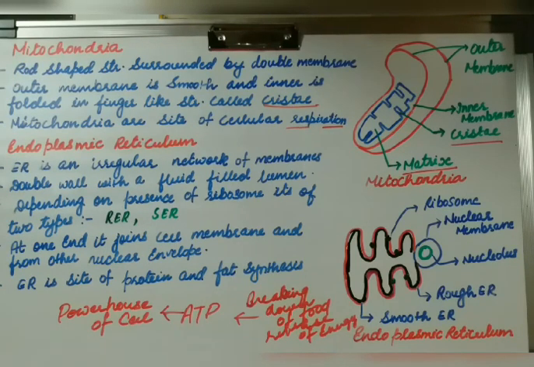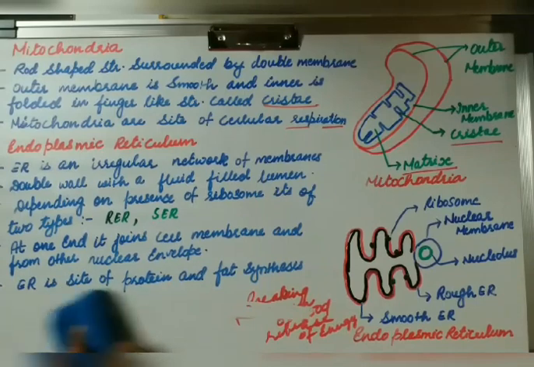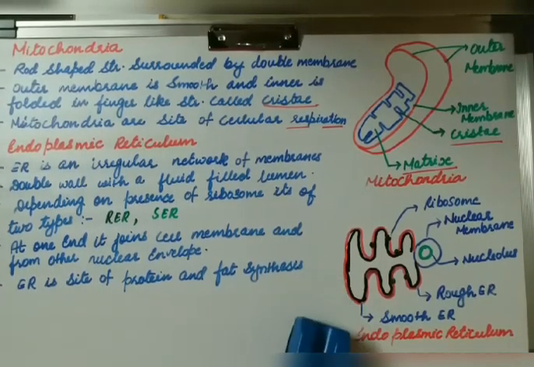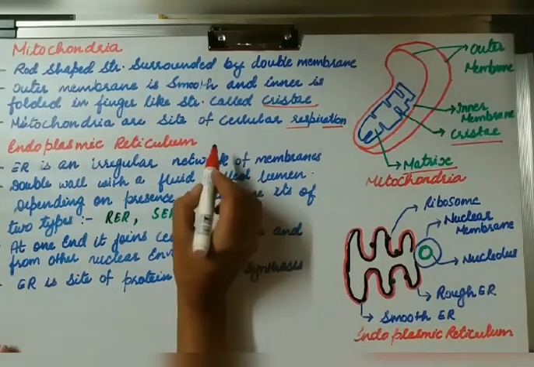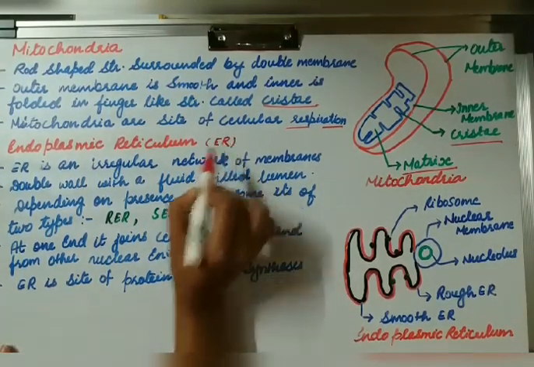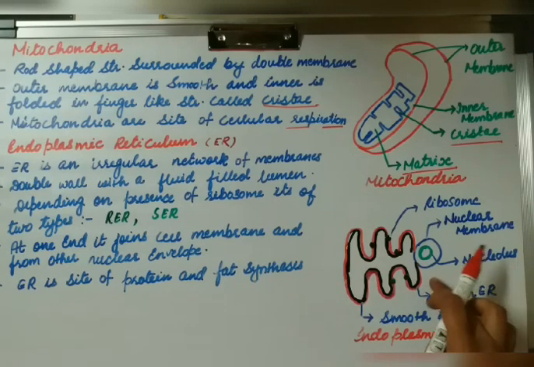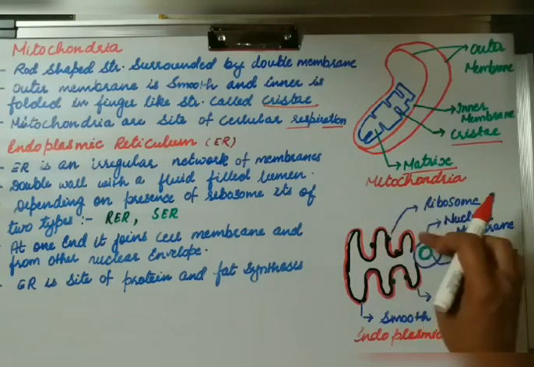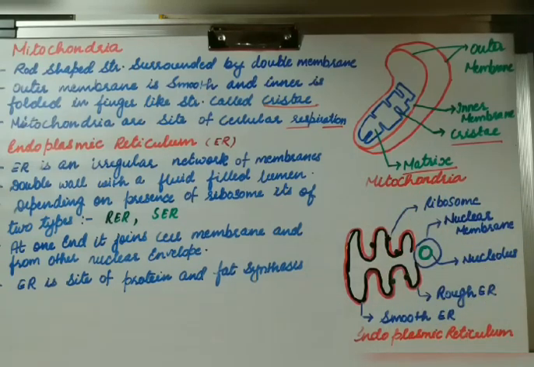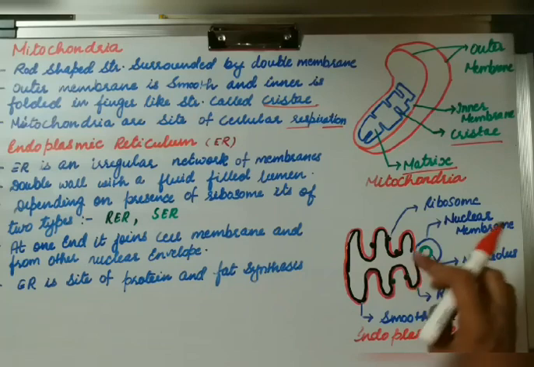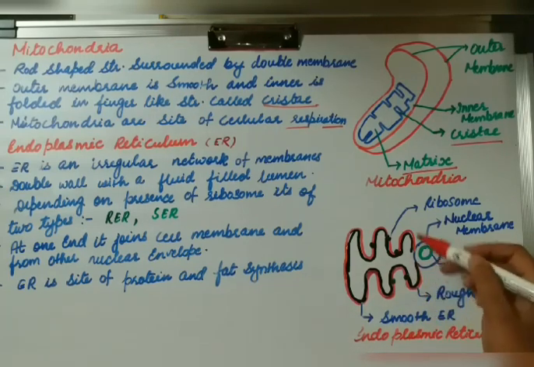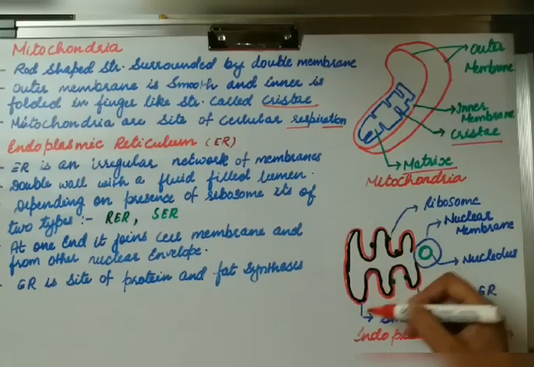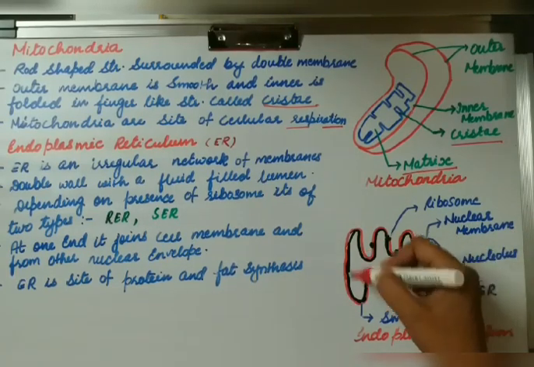And now we will move to the second one. The second organelle which we are going to deal with is our endoplasmic reticulum. In short, it is also known as your ER. So you can see in this figure, ER is an irregular network of membranes. They are irregular in shape and it is a double wall. I have shown you with two colors, the red color as one wall and the black color as the other wall.